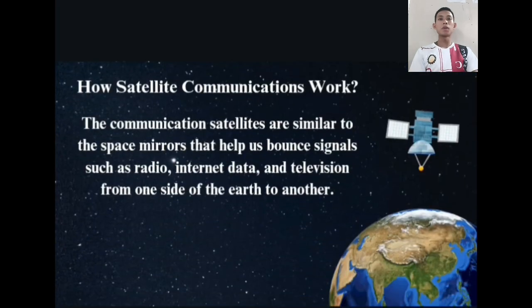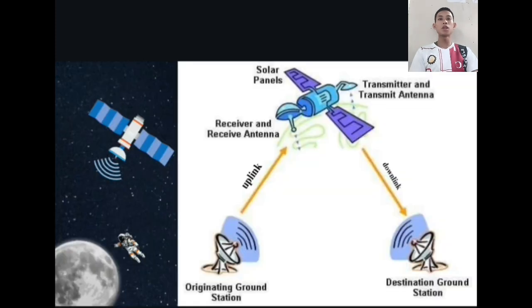How does satellite communication work? Communication satellites are similar to a space mirror that helps us bounce signals such as radio, internet data, and television from one side of the Earth to another. Three stages are involved which explain the working of satellite communication. These are uplink, transponders, and downlink.